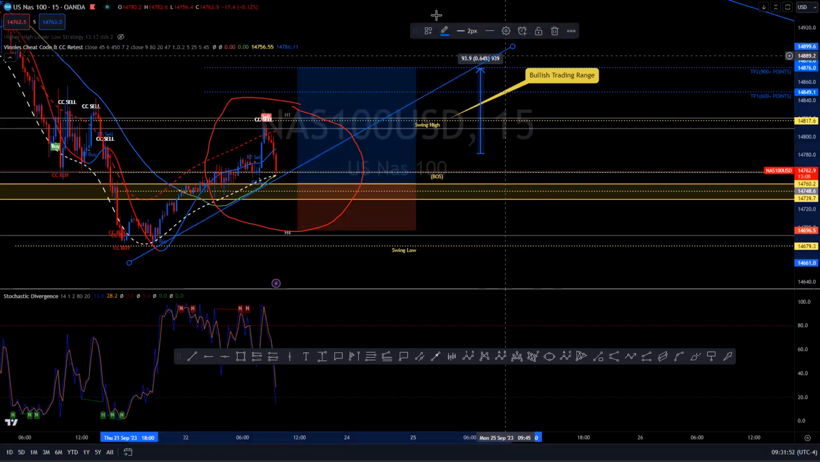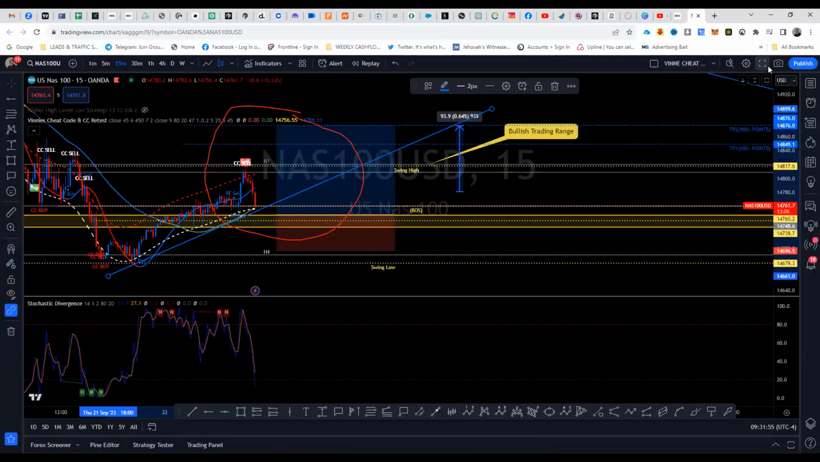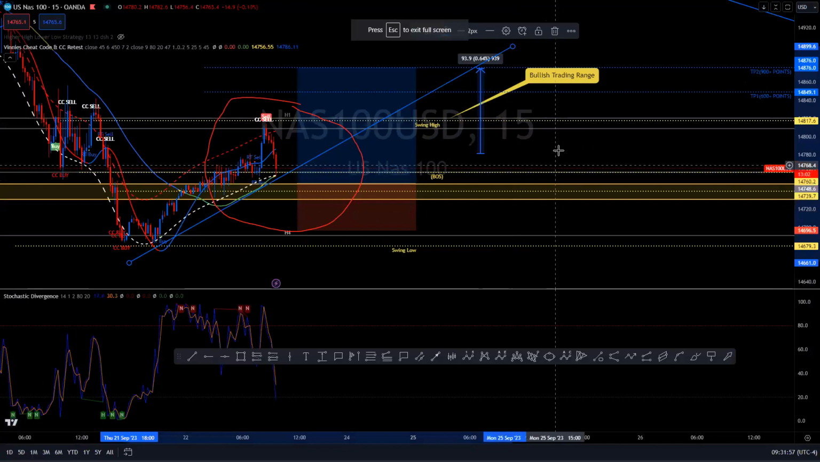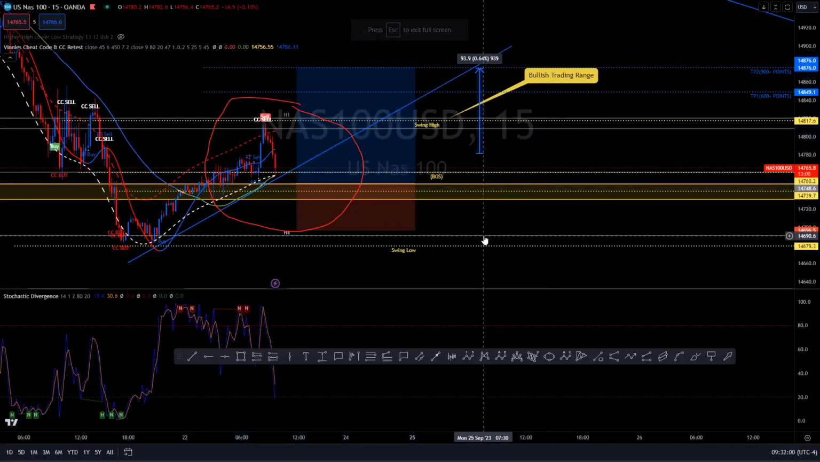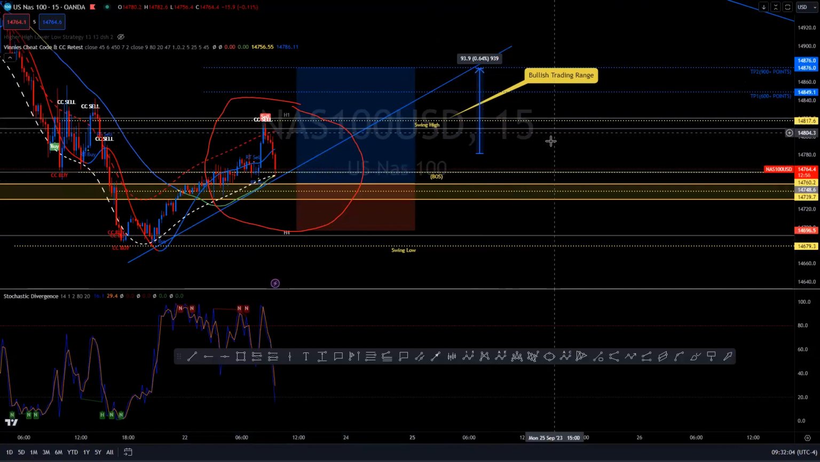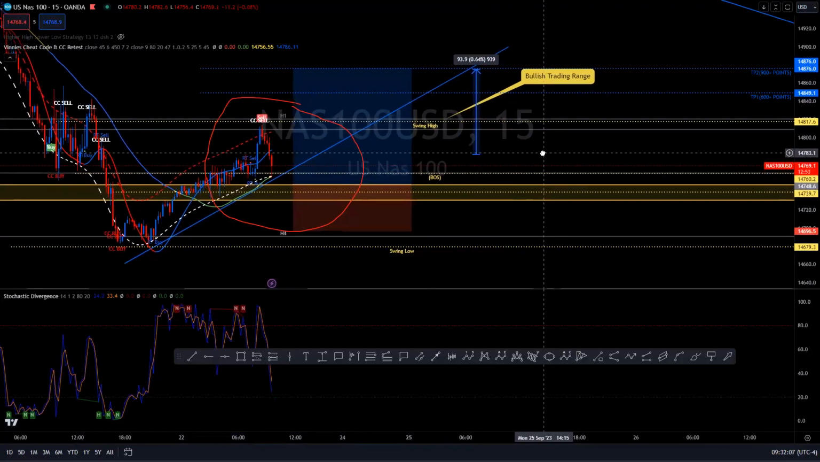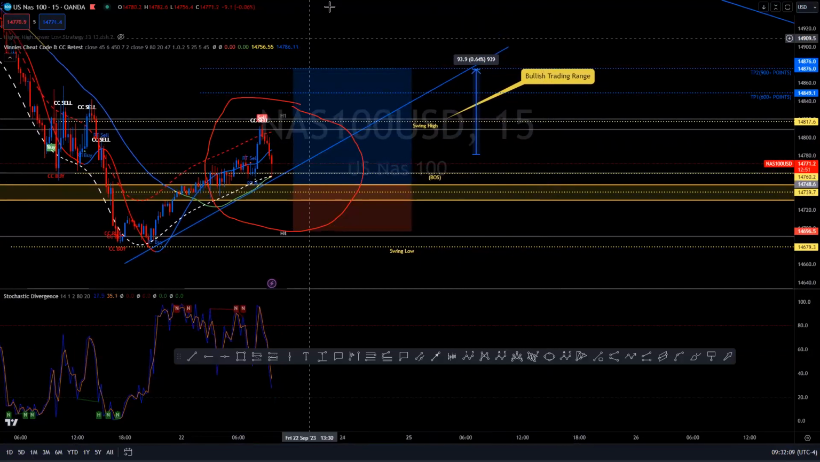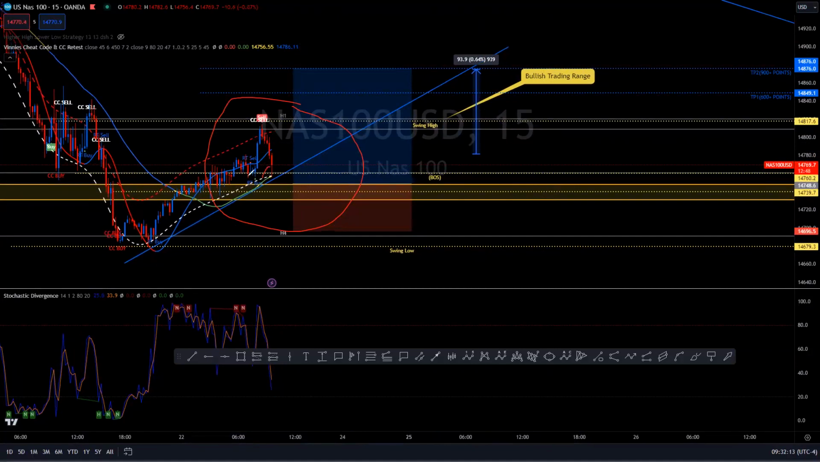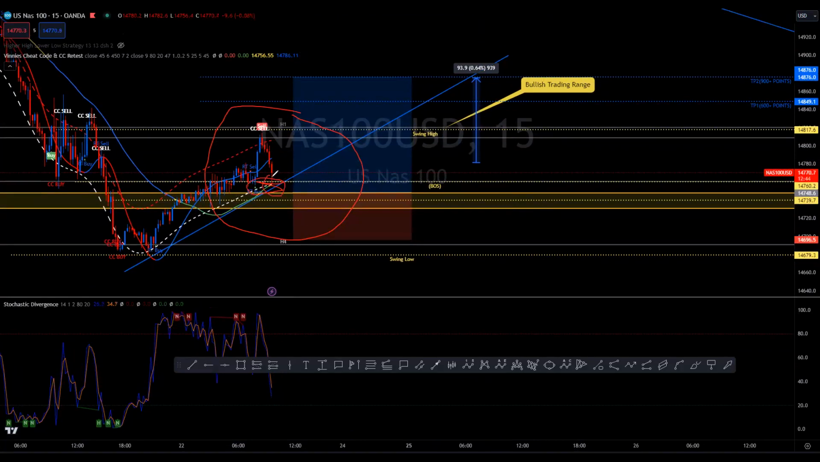Down a little bit more. Now remember, we had some news at 9:45 as well. So that's going to kind of determine which way the price is going to go as well. You see that price, it looks like it's kind of resisting this area. So let's see what's going on.